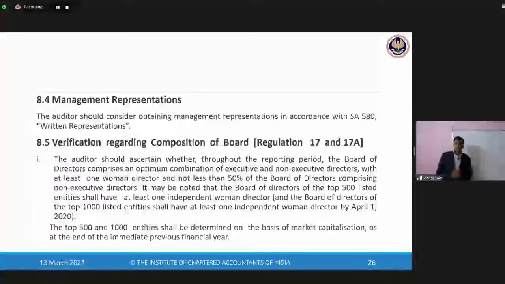Verification regarding the composition of the board. Now, this is another role on the part of the auditor. So let's understand this role. What is it that the auditor would do in terms of verification of the composition of the board? The auditor should ascertain whether throughout the reporting period, the board of directors comprises an optimum combination of executive and non-executive directors, wherein again certain criteria are prescribed, so I'm not getting into too much detail around it.